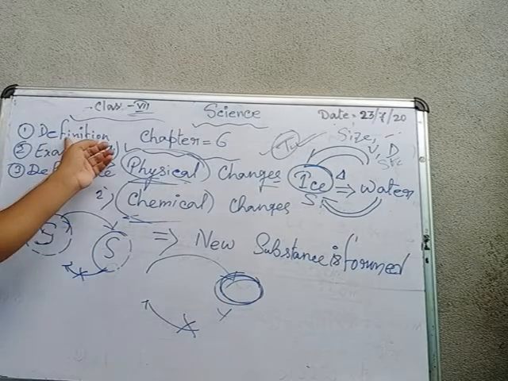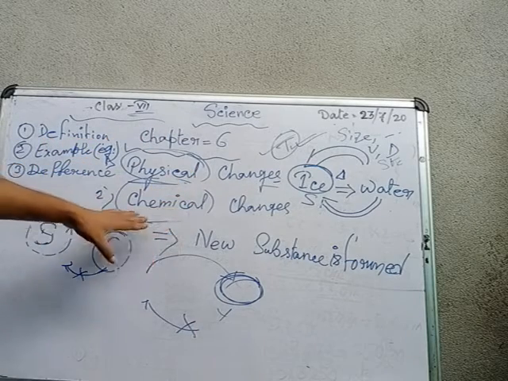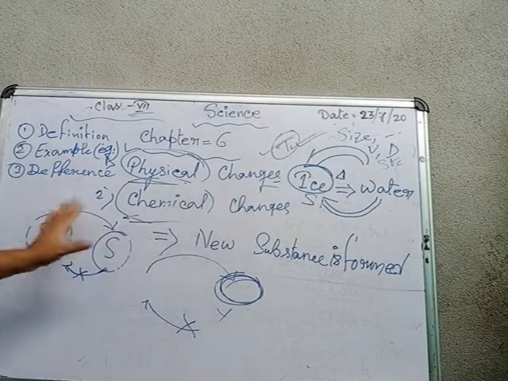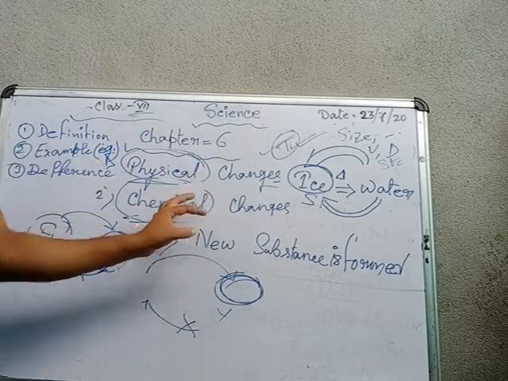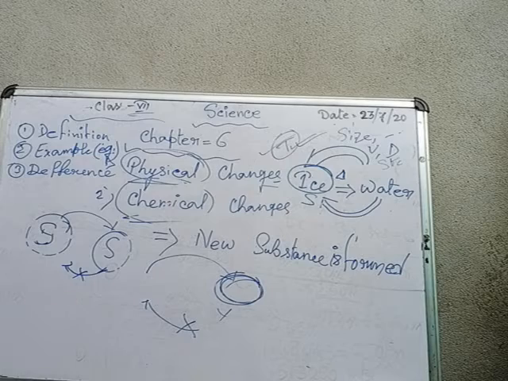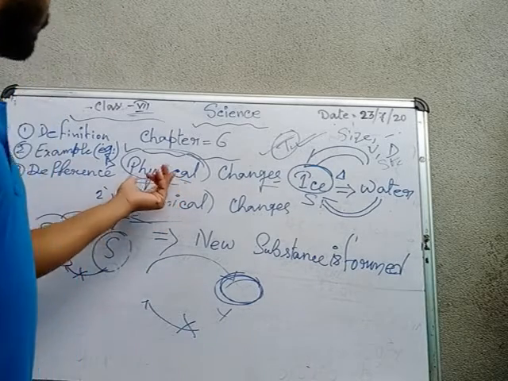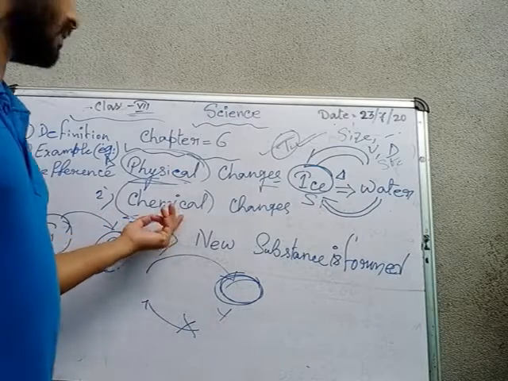So you should learn the definition of physical and chemical changes, and give some examples and the difference between physical changes and chemical changes. And also I will give you some examples. You will identify which one is the physical and which one is the chemical change.